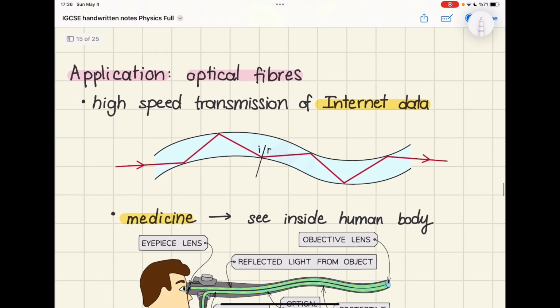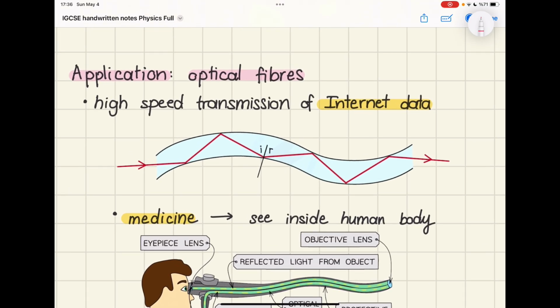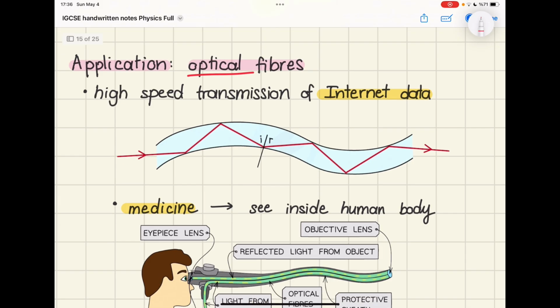An application of total internal reflection is optical fibers. In optical fibers, this is usually how we draw them. So be careful when you draw this so that the incident ray and reflected ray make the same angle. However the light comes into the cable, it will continue reflecting from the inside surface of the cable without going out. And therefore, we can use it for transferring signals.